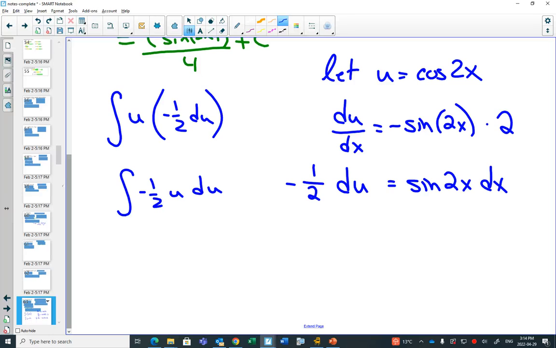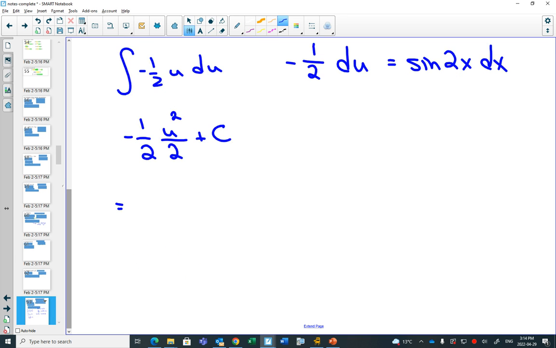which is an easy integral. Add 1 to your exponent, divide by your new exponent, plus c. Substitute back, and I get negative 1/4 cos squared of 2x plus c. And this is also the correct answer.